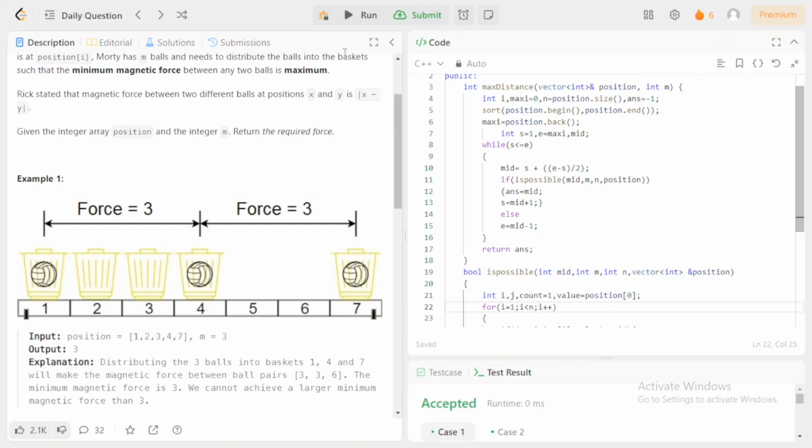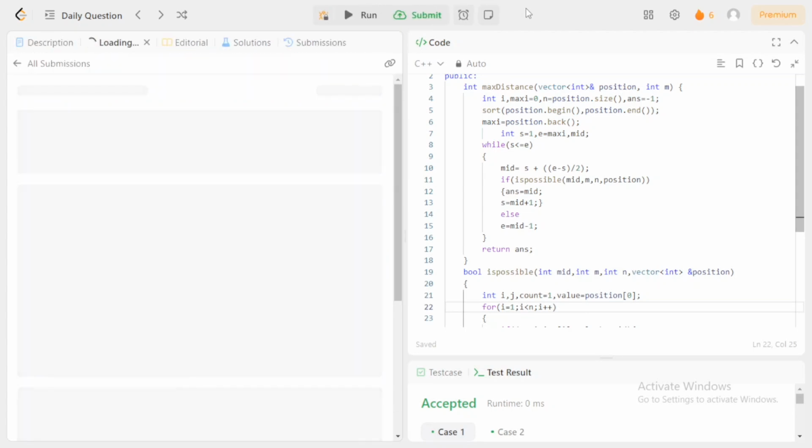Let's submit our code. So our code is accepted.